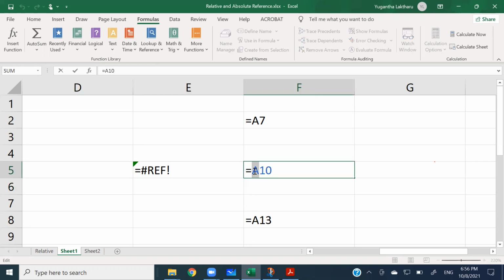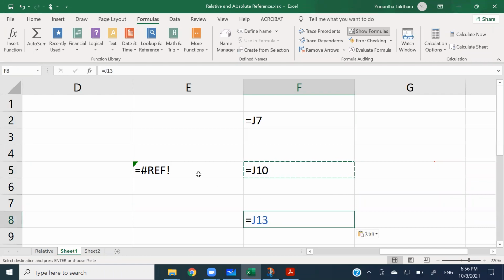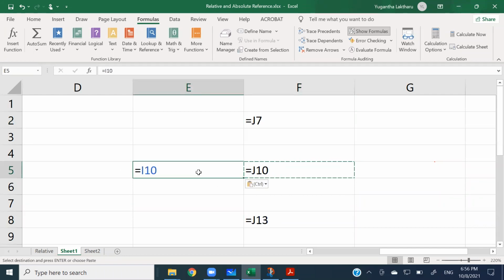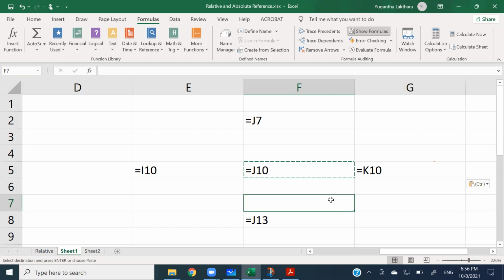Right? So for that reason I'll take this as J. So if I copy this, I'm copying these things over here and here. If I copy it over here, it will become I10. If I copy it over here, it will become K10. That is how the relative reference was maintained.